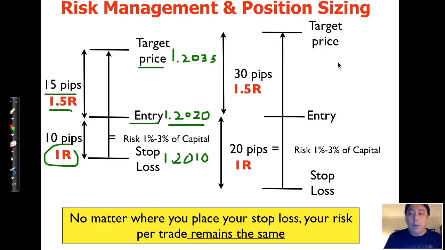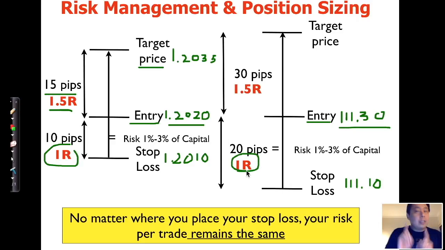Now, over here, it's a different trade, and I'm entering at, again, say, in this case, say I'm trading the dollar yen, so it's 111.30, for example. Okay, I'm going long on the dollar yen. Okay, so my stop loss in this case would be 20 pips away because of that specific candlestick pattern or strategy. So my stop loss would be 111.10. Okay, so in this case, my stop loss is further away from this one, but the risk should still be the same. Not should, must be the same. So it is still 1 R.